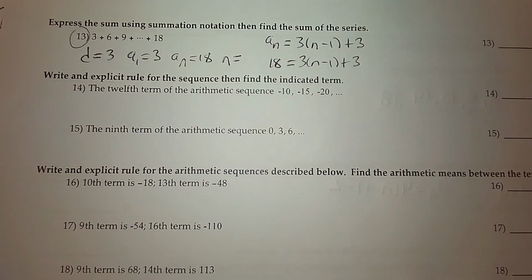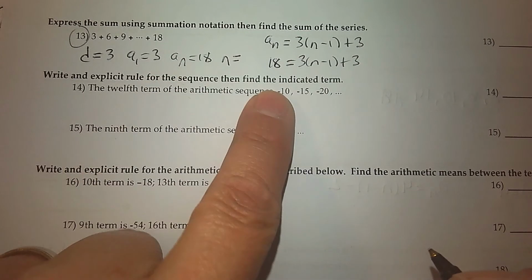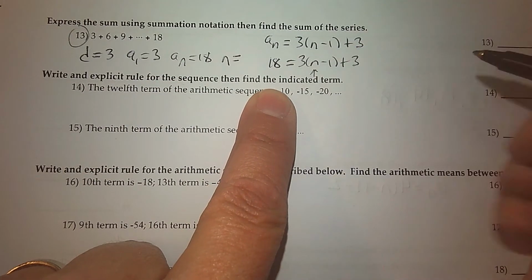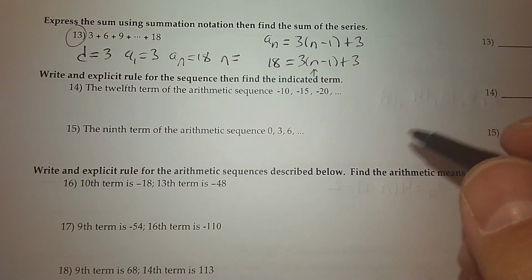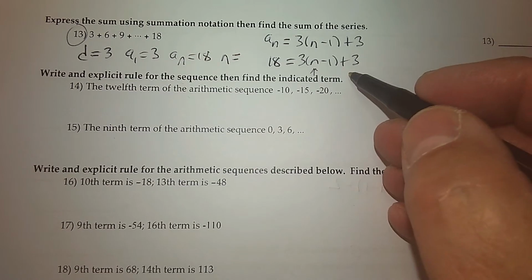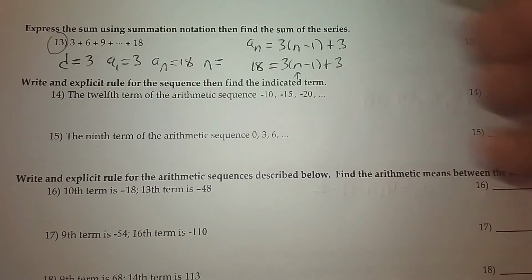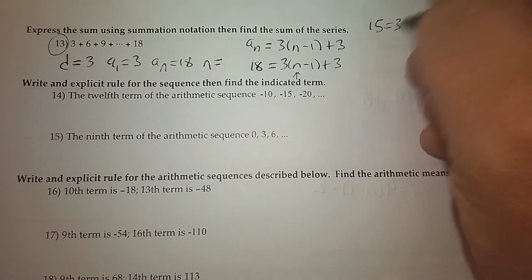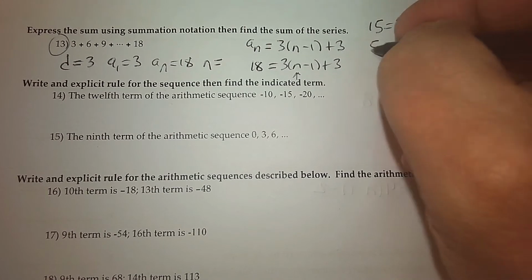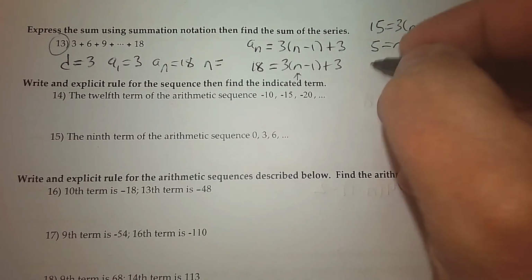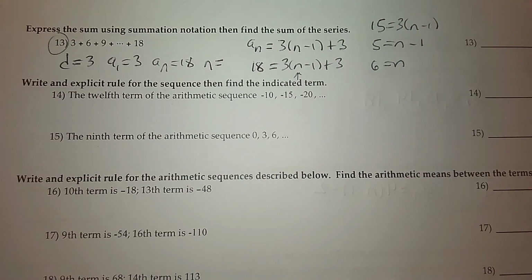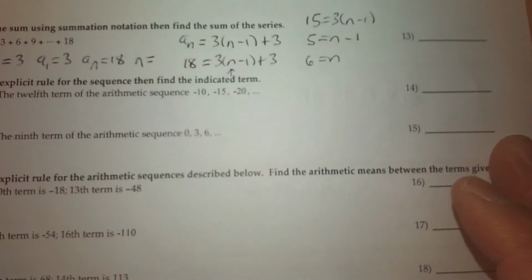So I write down the rule. I plug in 18. I need to know what term number that is. That will tell me how many terms there are. So how am I going to solve this? Subtract 3 and you got 15. Divide by 3 and you have 5. Add 1 and how many terms are in this sequence? 6.